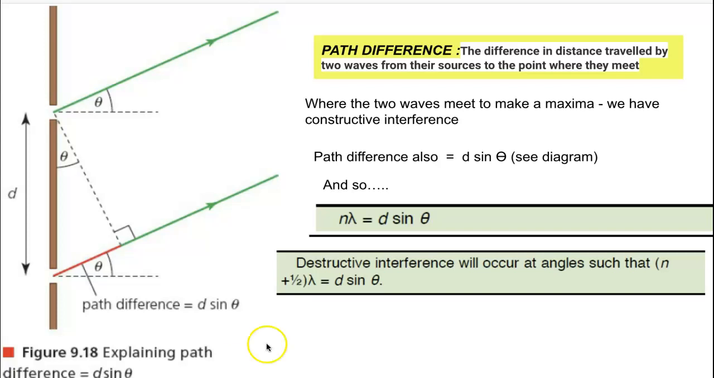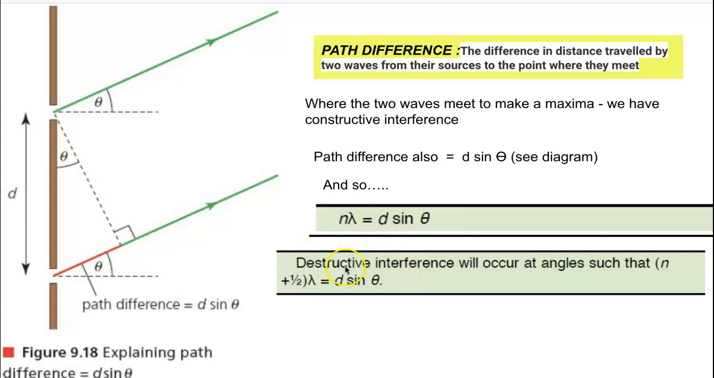So in the previous video, we equated these two sides of this equation, n lambda, which is an integer number times the wavelength, equals d sine theta. And this side we derived from this triangle here, which gives you the path difference. So in effect, we're calculating path difference two different ways to give us n lambda equals d sine theta.